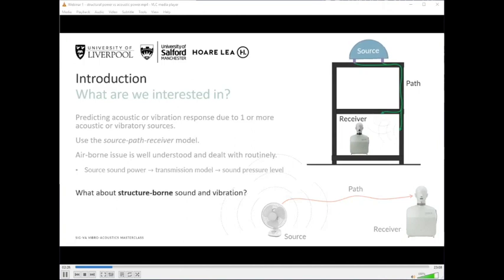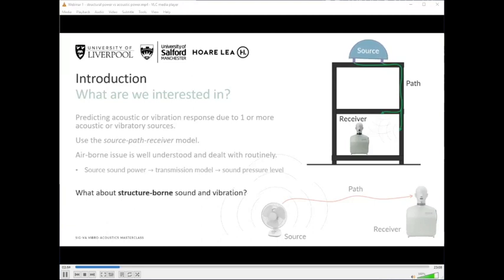Now, what about the structure-borne case? For example, suppose we have some machinery on top of a building. When this machinery operates, vibration is propagated through the building structure until it radiates into a room where it's heard by an occupant. Can we formulate an equivalent source path receiver model for this problem? The answer is yes, you can, but it's not quite as simple as for the airborne case.